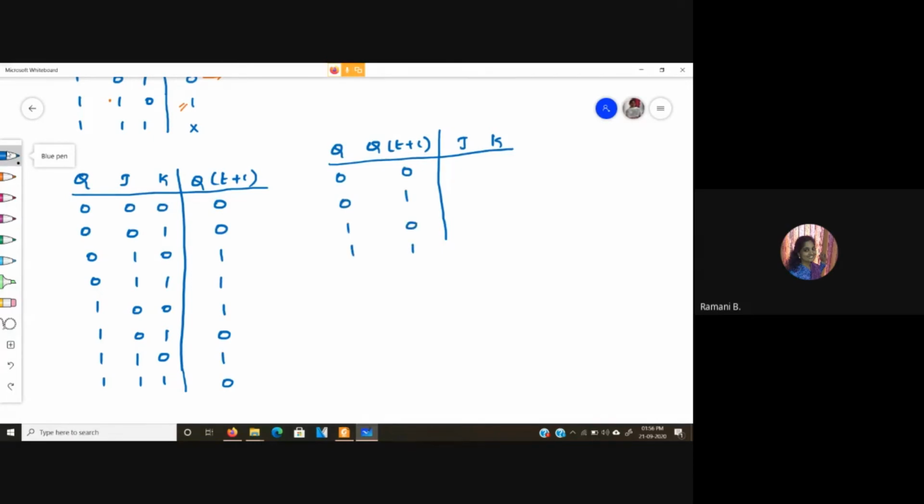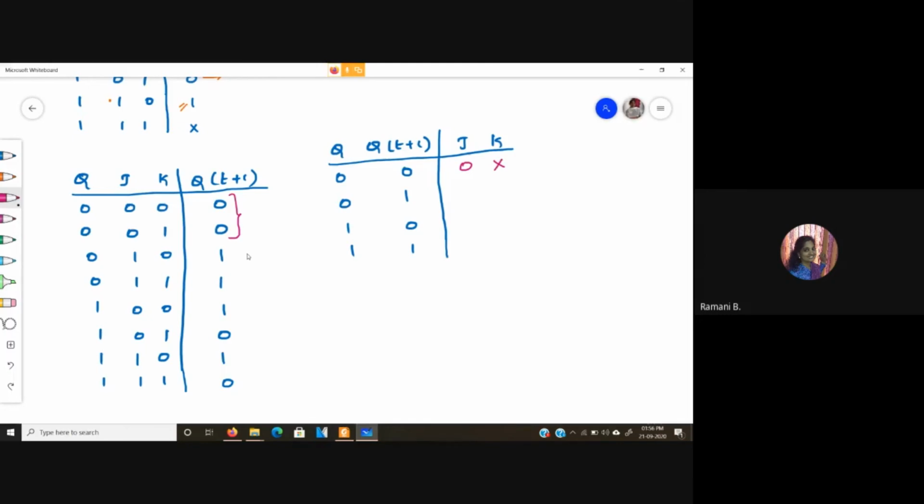So here, considering, initially when the present state and the next state values are equal to 0. So this is where we have this case. Here you can see J is equal to 0 and K is 0 for the first case and 1 for the second case. So we give it a don't care.